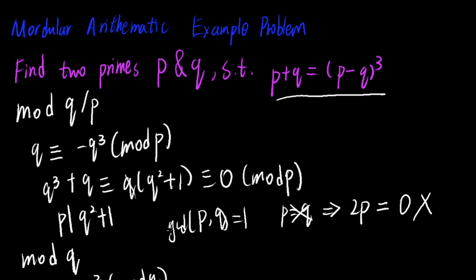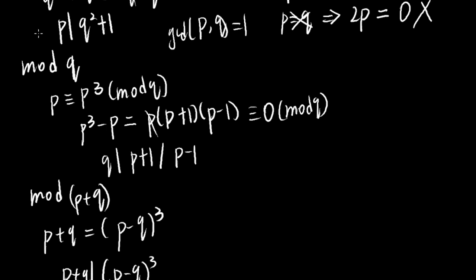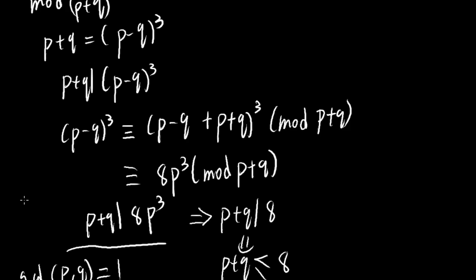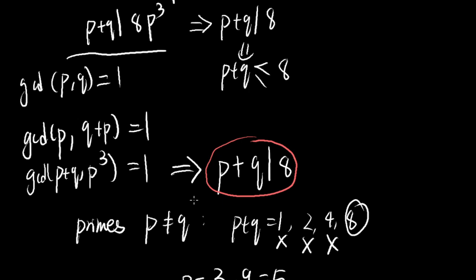Yeah, and that's how we use modular arithmetic to solve this problem. We find that the essence is to use modular arithmetic to derive some conditions. For example, if we mod different integers, we get different conditions, and we can have some try. And finally, when we mod p plus q, we've got a very useful condition of p plus q divides 8, which leads to the final result.